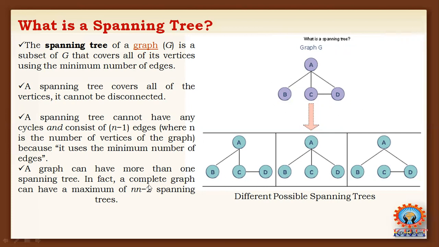In fact, a complete graph can have a maximum of n power n minus 2 spanning trees. So the total number of spanning trees that can be generated from the given graph is n power n minus 2. Here n is 4, so 4 power 4 minus 2, that means 4 power 2, which is 16. So there is a provision of creating 16 different spanning trees from the given graph. In this way we can generate many spanning trees.